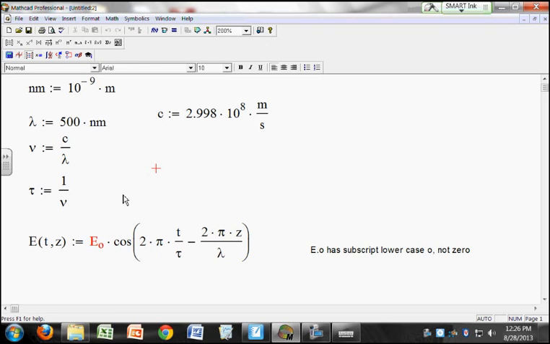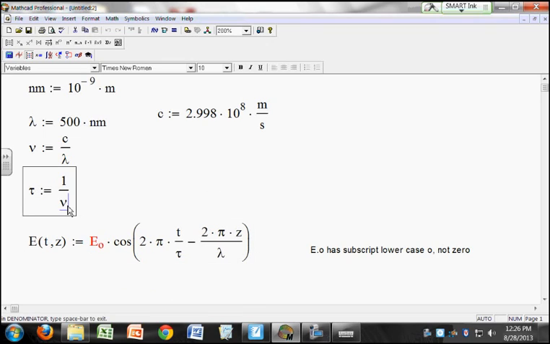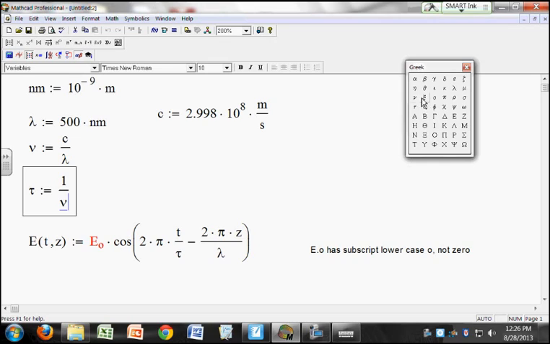The only thing it doesn't know now is E naught, the amplitude. That's not the letter V, that's the Greek letter N. Nu. Greek letter N, nu. N, and then hold on to control key and then G. Control G, make it Greek. When you type a letter and then you hold on to control G, then you're making the letter Greek. Or you can just pull it up from your Greek toolbar.